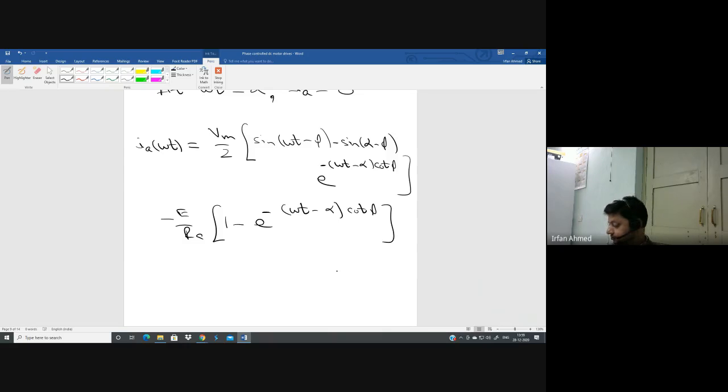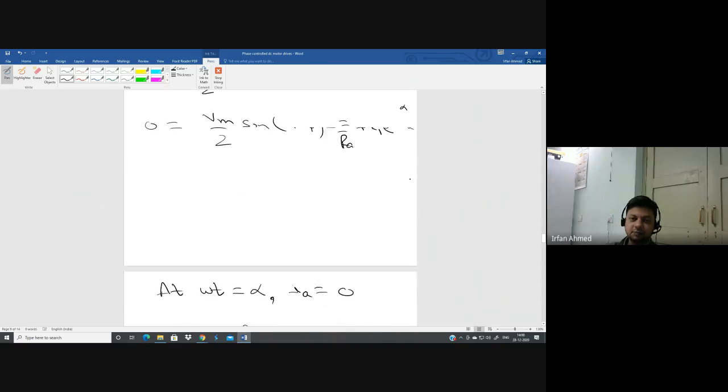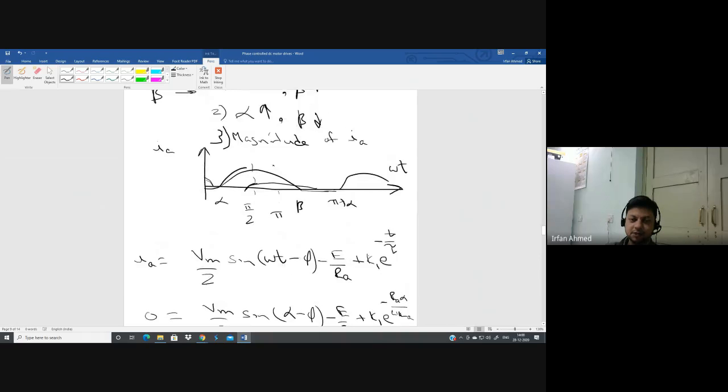Okay, ठीक है. चलो, तो ये किसका expression है? Whose expression is this? This is the expression for armature current. Which armature current? This armature current.